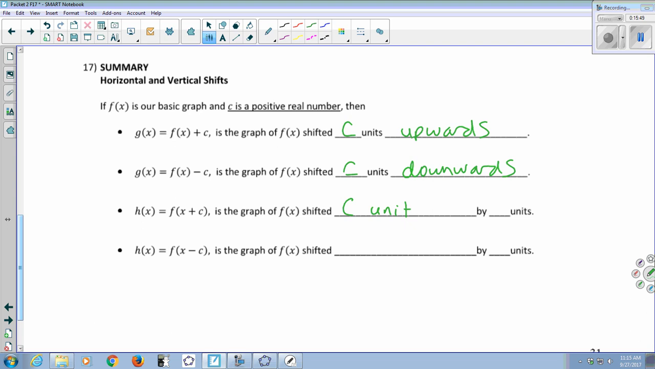And f of the quantity x plus c is the graph of f of x shifted c units. Oops, I wrote this backwards. We're shifting by c units leftwards. And f of the quantity x minus c is shifting by c units to the right.